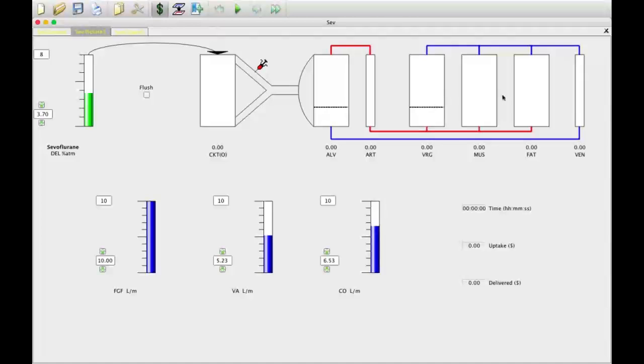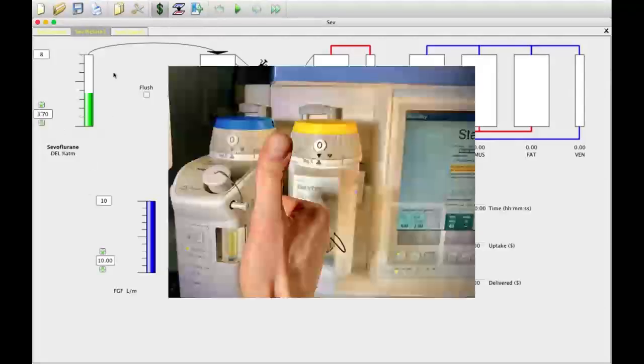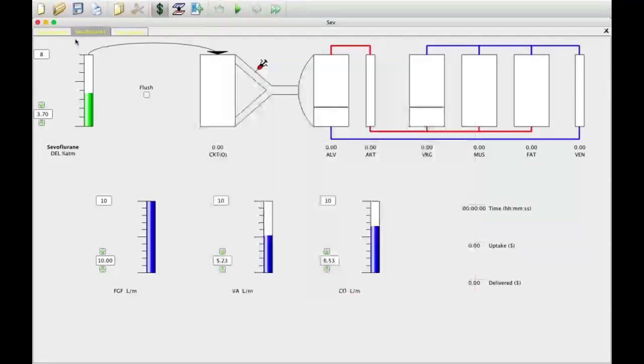We can also see some parameters at the bottom that will influence the saturation in a certain time frame. I will leave the minute ventilation and cardiac output unchanged. I want to demonstrate the fresh gas flow. This is where the vaporizer for the selected gas is located. This time it is sevoflurane.